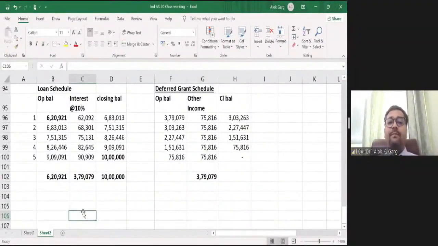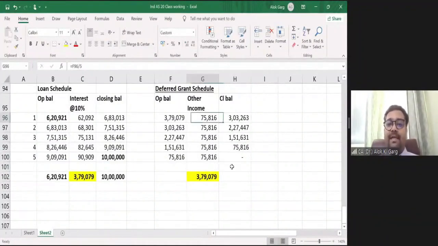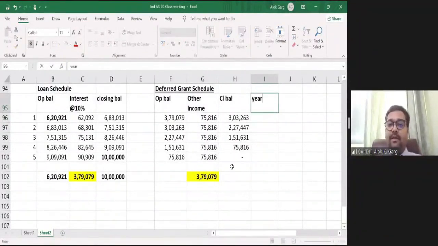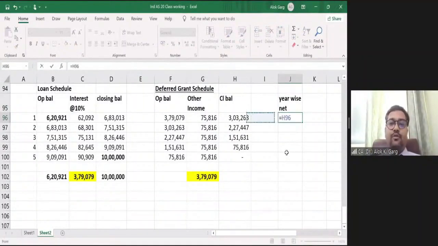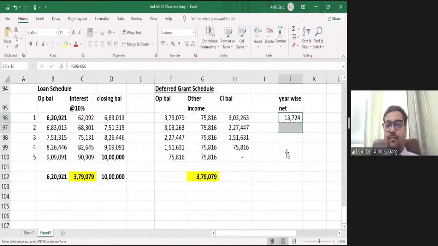So what is the net impact in the P&L at the end of the 5th year? The expense is 379079. The income is 379079. But on a yearly basis, there is a change in P&L. Due to the amortized cost concept, there is an impact in the P&L each year. So the expense is 62, the income is 75, so we do income minus expense, 75 minus 62. So these are the 5-year P&L impacts.